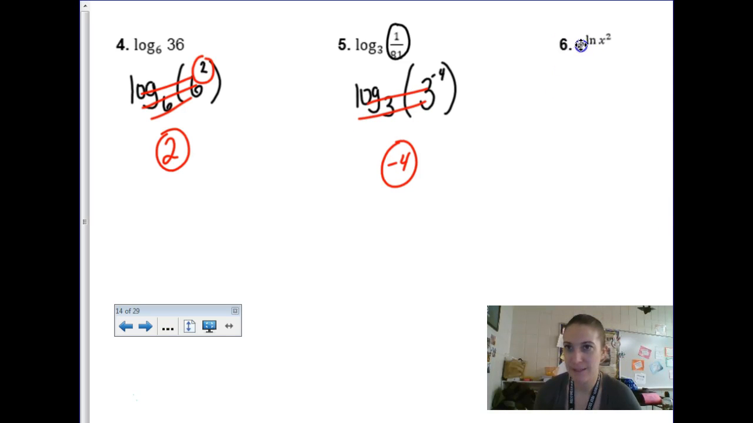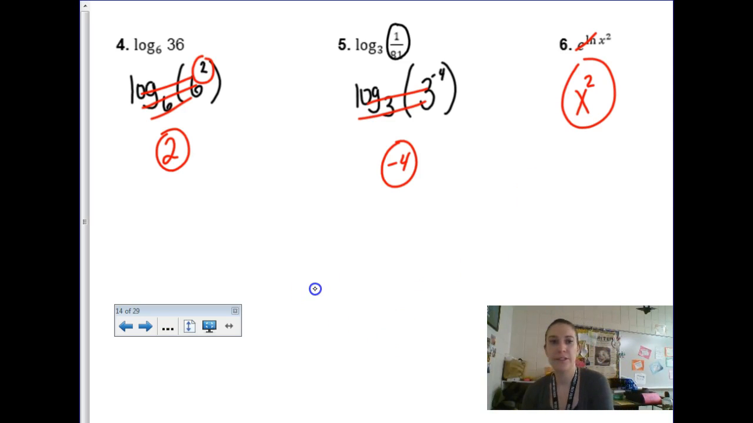And this one's easy peasy, lemon squeezy. e and natural log cancel. It's just x squared.